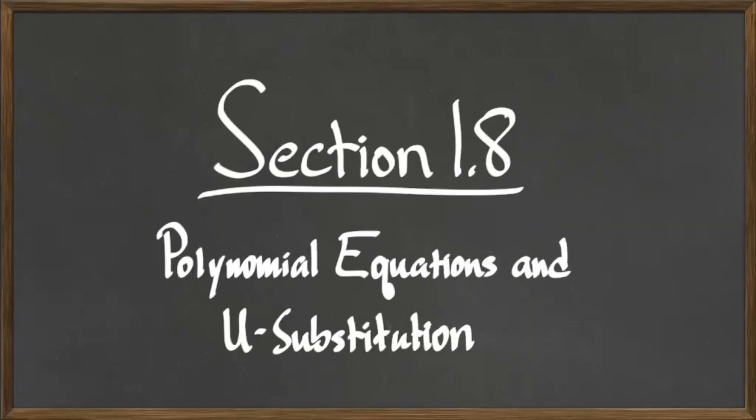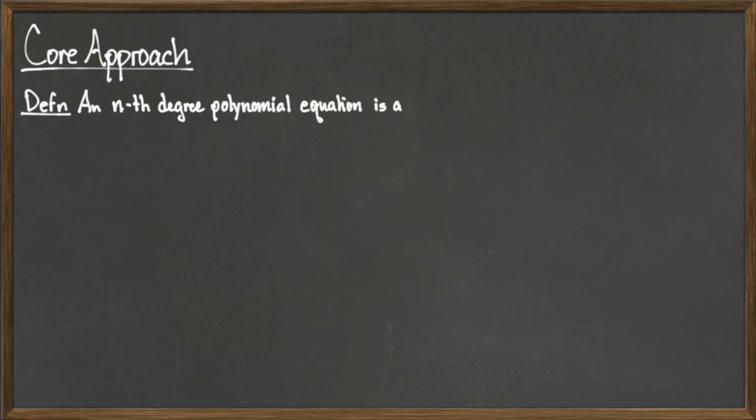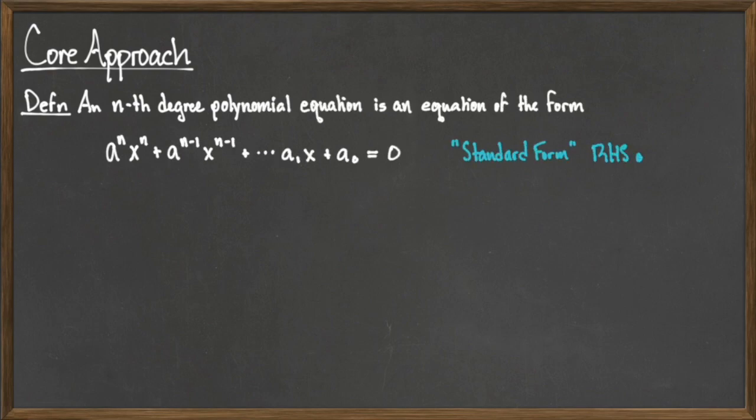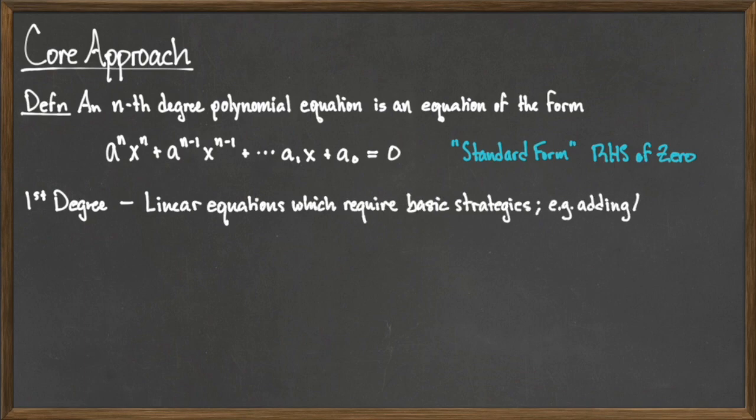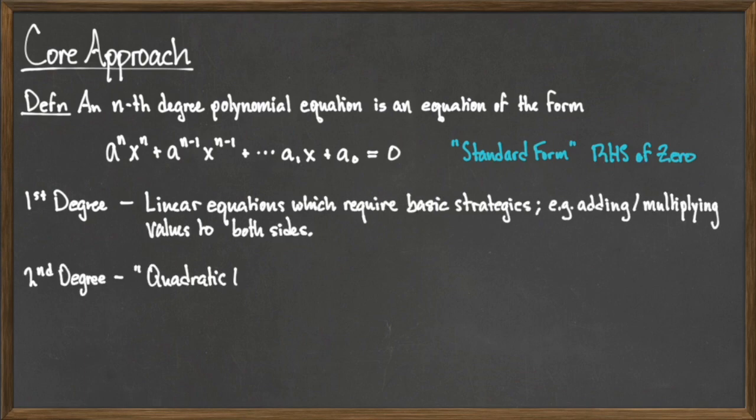The content of section 1.8 deals with polynomial equations. We'll talk first about the standard form approach. Any nth degree polynomial equation should always be started in standard form, meaning I'm going to move all of my terms to the left-hand side so that I have a right-hand side of 0.